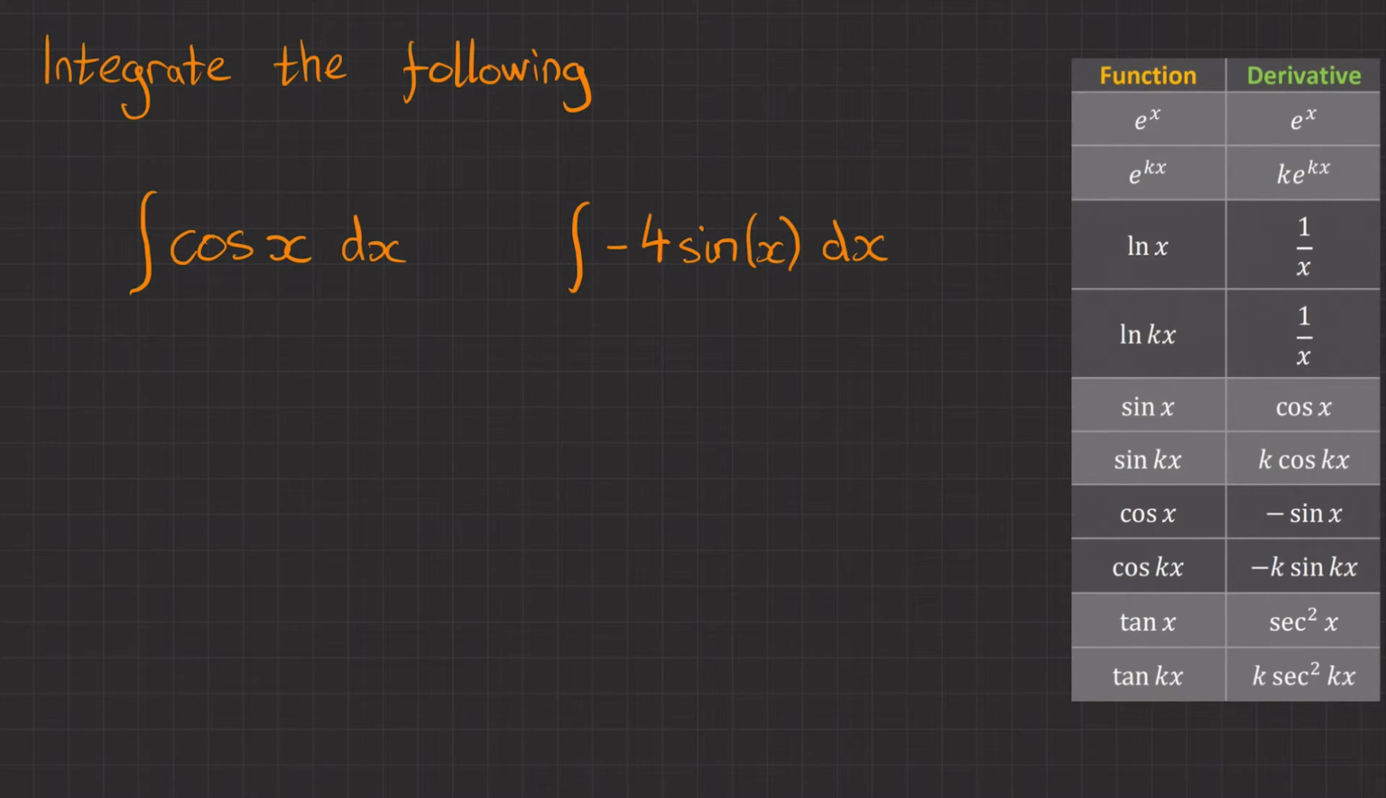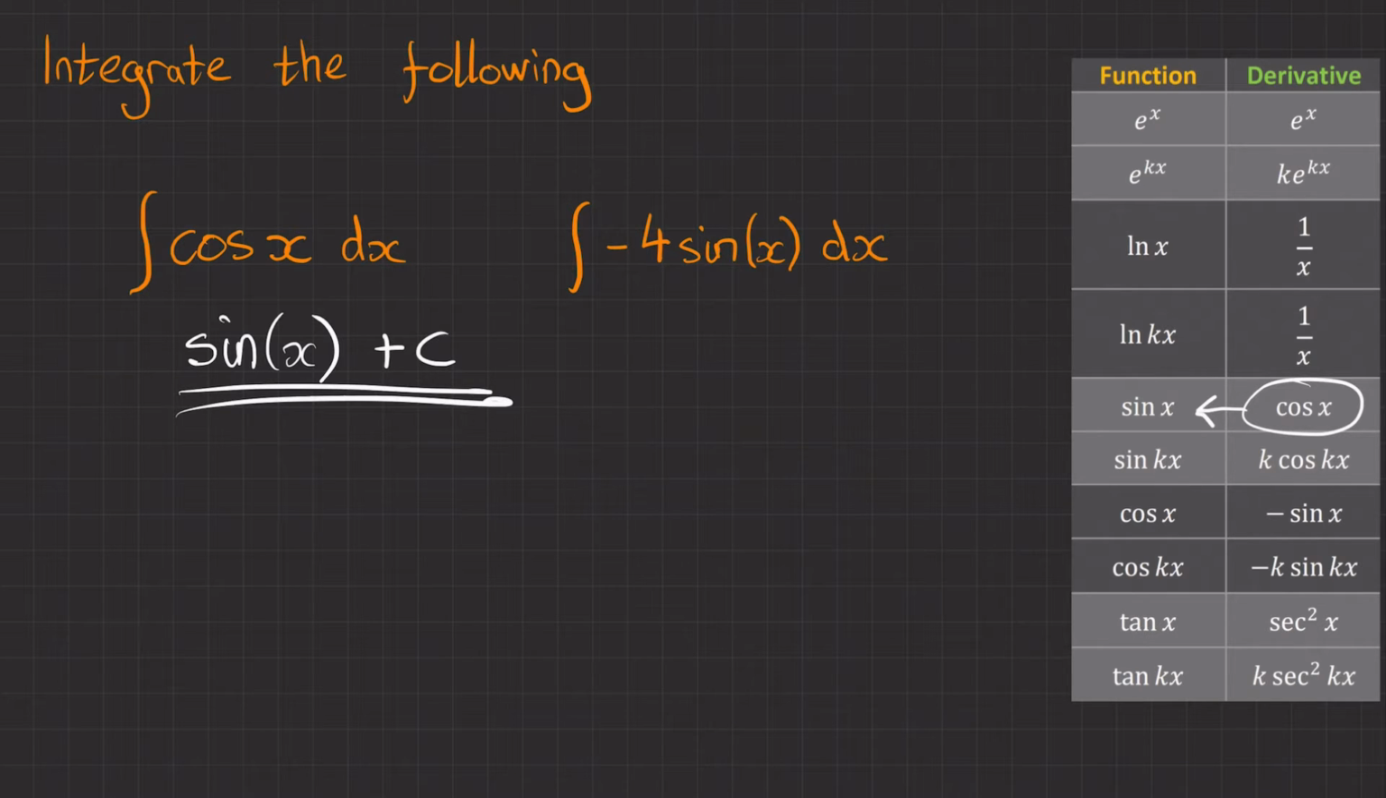So to integrate cos x, I'm going to look where cos x is on the derivative side, which is here. And then I'm going to look what it would integrate to, which is sin x. So cos x will integrate to sin x plus c. Remembering the plus c because there may have been a constant that we don't know what it was originally.